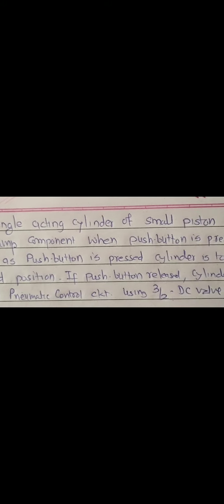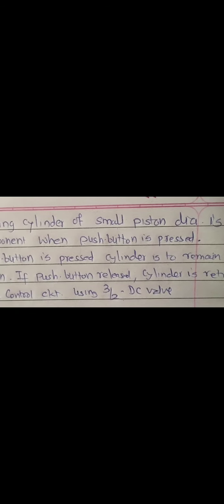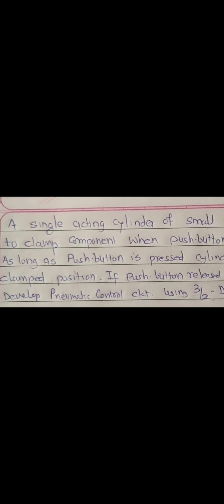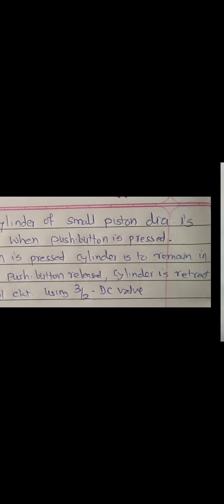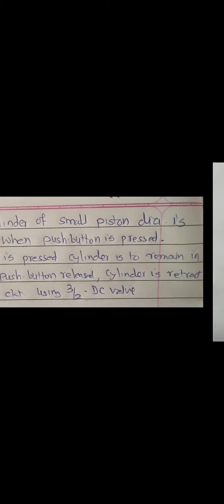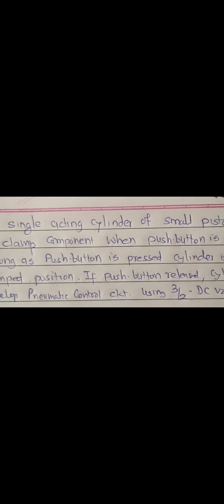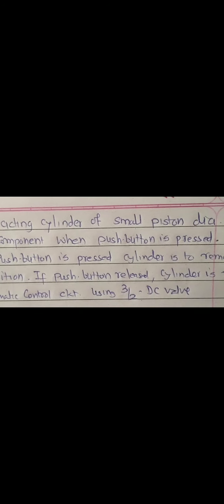Here is the question for you. A single acting cylinder with a small piston, let's say a very small diameter, is used to clamp a component. When the push button is pressed, as long as it is pressed, the cylinder is to remain in the clamped position. If the push button is released, the cylinder retracts. So you have to develop a pneumatic control circuit. And yes, a very specific question: you have to use a 3 by 2, three-way two position direct control valve.